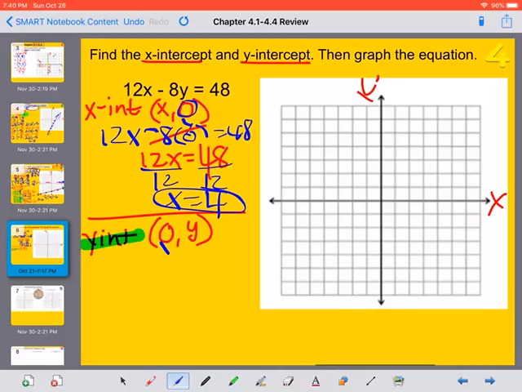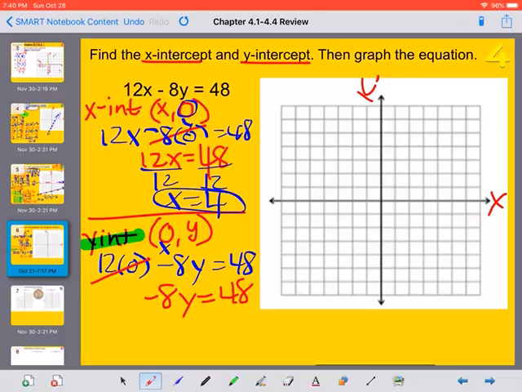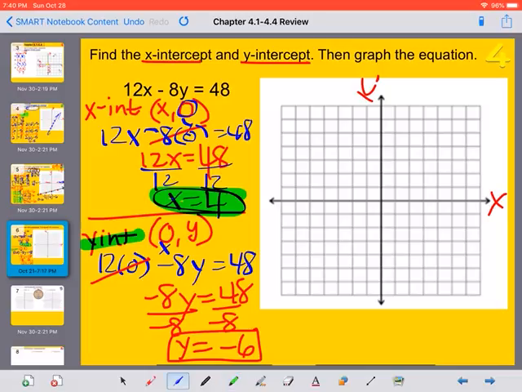Then the same thing down here, but when x is 0, we're finding our y-intercept. So we have 12 times 0 minus 8y equal to 48. Anything times 0 is just 0, so we have negative 8y equal to 48. So divide by negative 8, and we should get y equals negative 6. So if we graph these, first our x-intercept when x is 4, 1, 2, 3, 4, right there. And then our y-intercept down here when y is a negative 6. Negative 1, 2, 3, 4, 5, 6, right there. And then we do need to draw our line through from one end to the other. That is our graph.